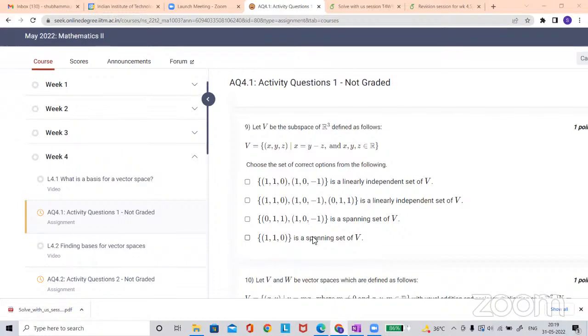Linear combinations. X is equal to y minus z. A single vector is always linearly independent. X is equal to y, that is the condition. X is equal to y minus z satisfies the definition.